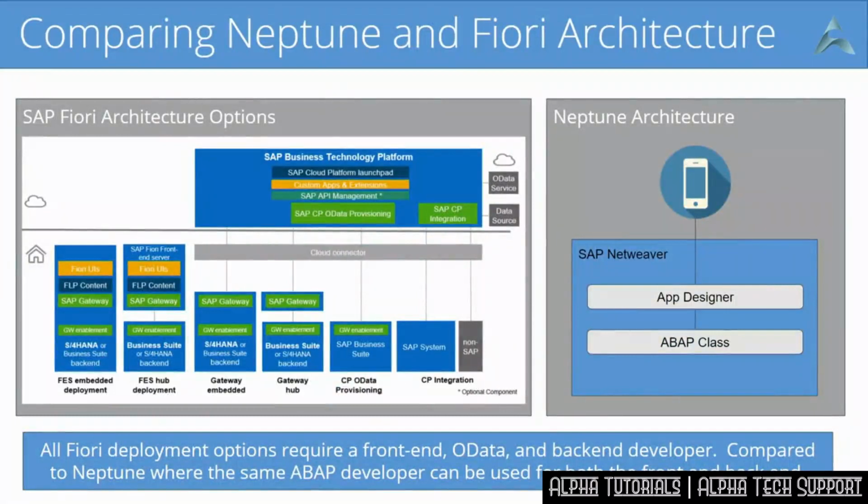In this slide, I'm showing you, on the left-hand side, the Fiori architecture, and this is a pretty common slide. It's available in a lot of Fiori documentation, but it's showing you just the different ways of deploying Fiori. And you'll see in all of the Fiori deployments, the SAP Gateway, as I said, that's a requirement to do Fiori. Over on the right-hand side, you're seeing the Neptune architecture. You can see the app designer, the front end, and the back end ABAP are all in the NetWeaver stack. It's much simpler, much easier to develop on.